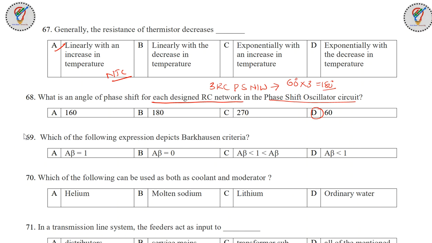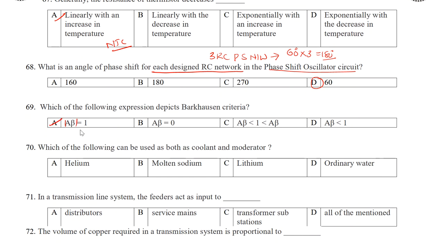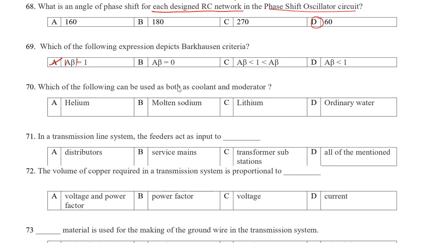Now next question here. Which of the following expressions demonstrates the Barkhausen criteria? It is the magnitude of A beta equal to 1 here. Next one, 17th question here. Which of the following can be used as a coolant and moderator? Ordinary water can be used as a coolant as well as a moderator in nuclear power plants. Next question.